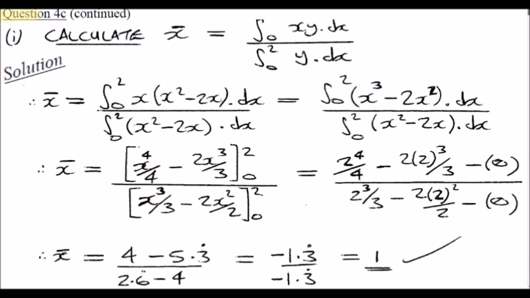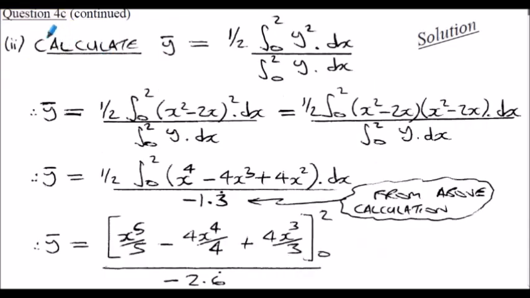Question 4c, solution continued. So we calculate the x bar here, same way as usual. X bar calculates to be a value of 1. Question 4c, solution continued. And then we calculate the y bar. Again, as always, noting the y squared for the binomial bracket expansion, shown here.